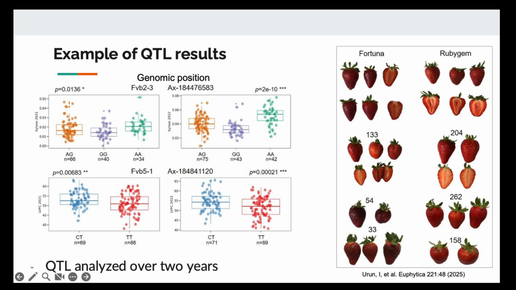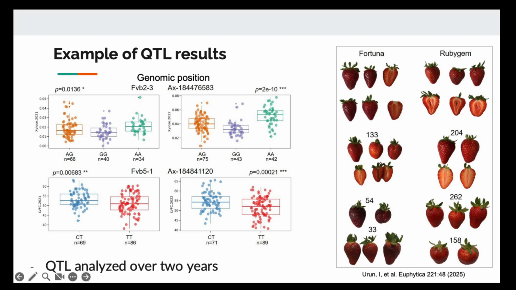So this kind of box plot shows the result from 2 years. The first row is the first year, and the second row is the second year. What we want to see is whether a certain location on the genome is linked to the phenotype. If so, we should see some difference in phenotype, which is the y-axis, when we separate the plants, organisms, or individuals based on the genotype.